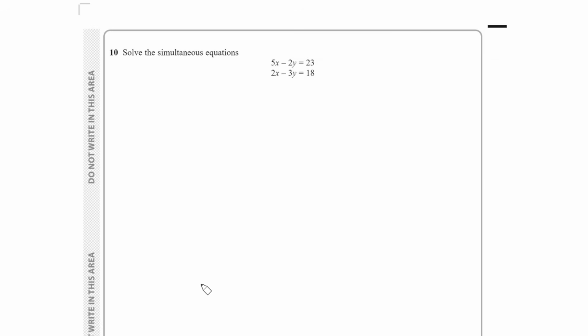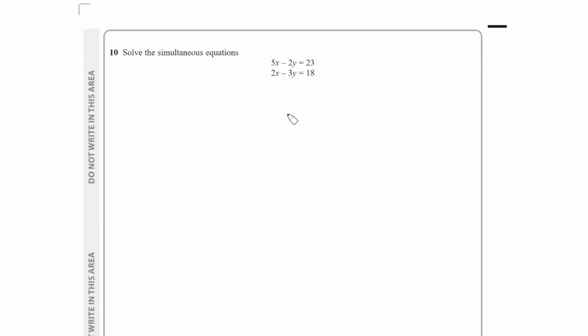Question 10, solve the simultaneous equations. This is a nice question because it is just linear simultaneous equations. The only thing though is that we don't have either coefficient for x or y being the same. Normally for these I like to use the elimination method. You can also use the substitution method if you prefer. As long as we end up with the same answer, it shouldn't matter.